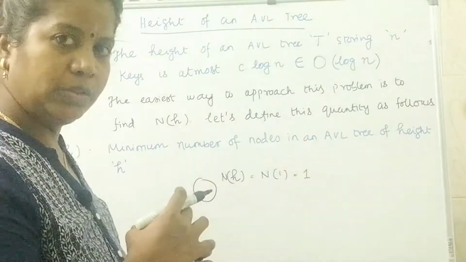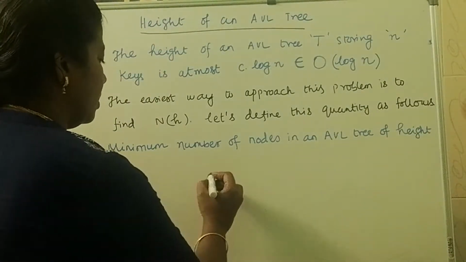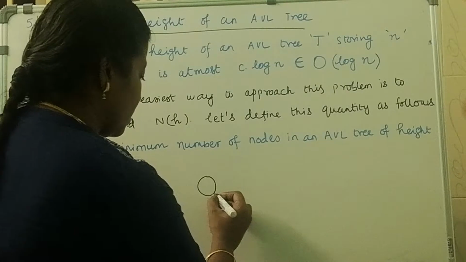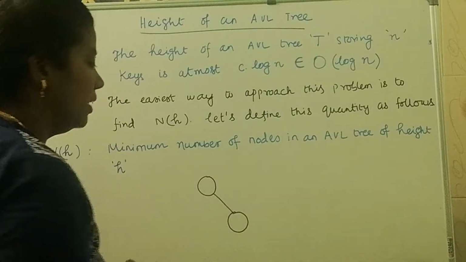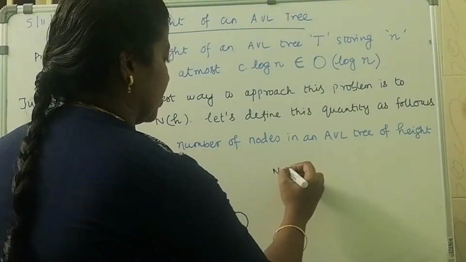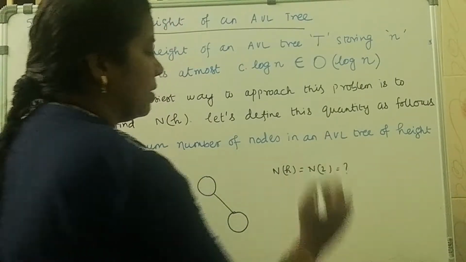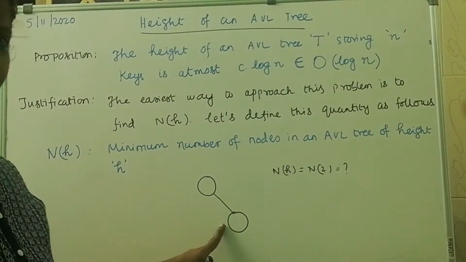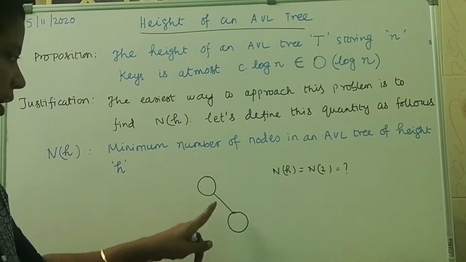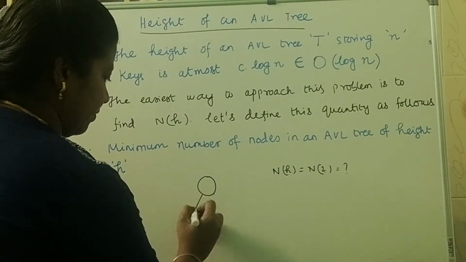Similarly, let us define for an AVL tree of height 2. Let me erase this. Now let me fix the height. So I want to have an AVL tree of height h equal to 2. Now my N of h is nothing but N of 2. My height is 2. What is the minimum number of nodes that I can fill for height 2? The minimum number of nodes that is possible is only this kind of tree. Either this is possible or I can have this as the left subtree.